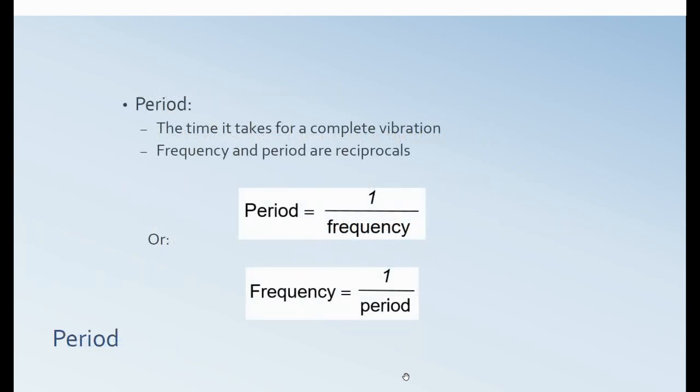So we talked about the frequency, which is how often in a set time a wave occurs. But we can also talk about the time it takes for a complete vibration, and we call this the period. Frequency and period are reciprocals. So if we know the frequency, we can say 1 divided by that frequency will give us the period. Or if we know the period, we can say 1 divided by the period gives us the frequency.